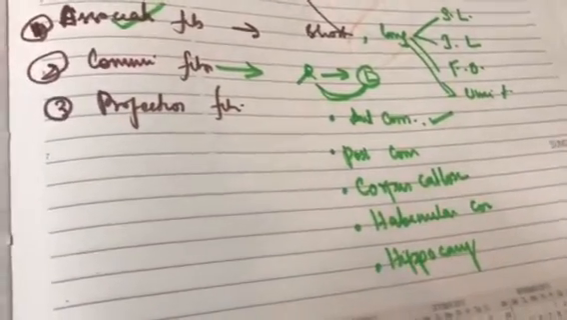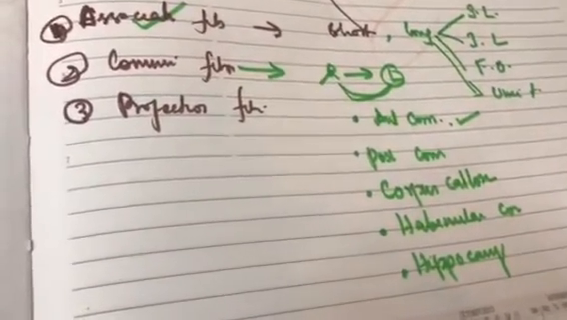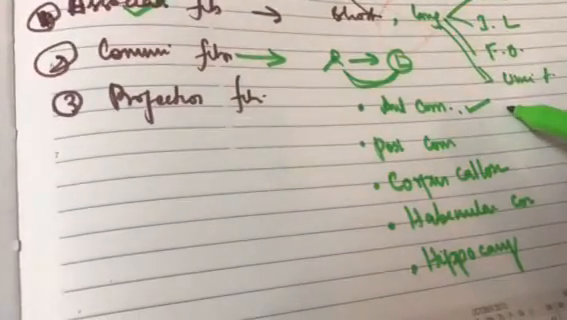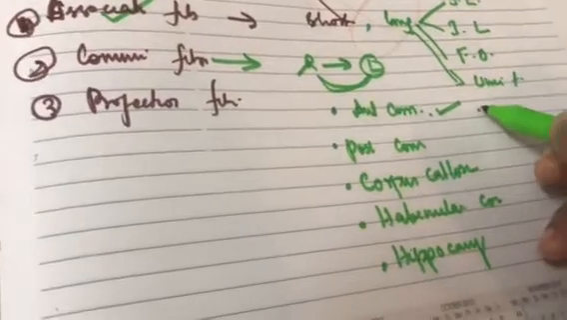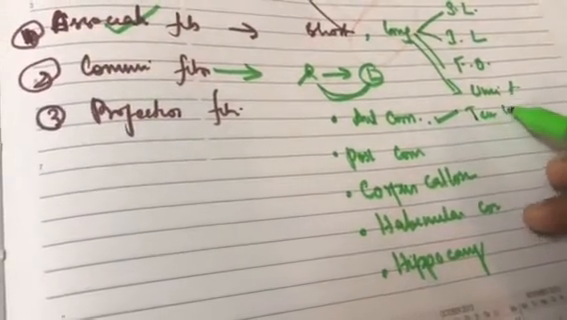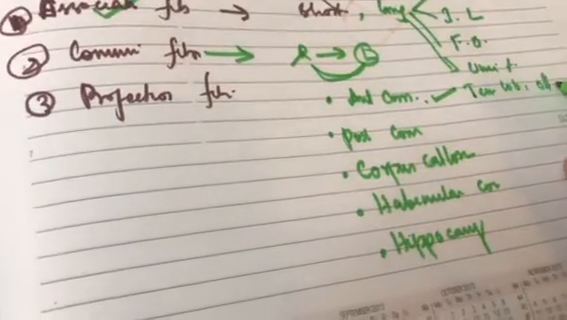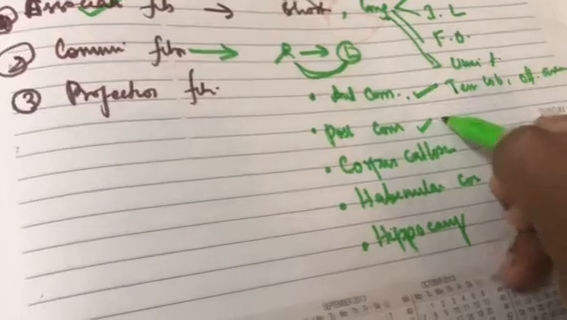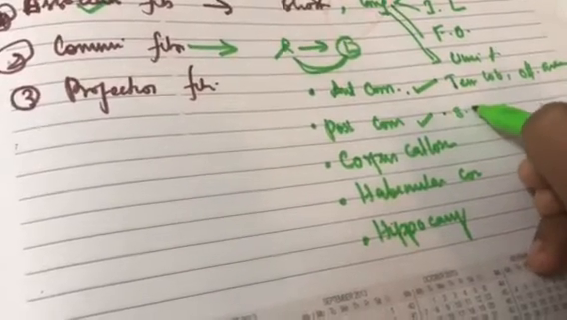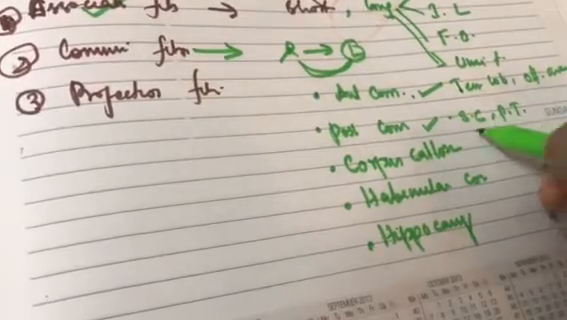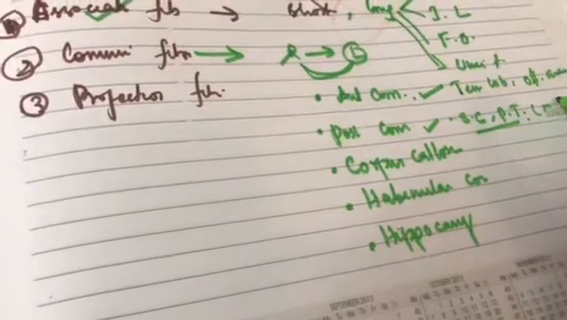Number 2 is the posterior commissure. First one is anterior commissure. It connects the lower end of the two temporal lobes and the olfactory area, so both areas on both sides are connected. Posterior commissure connects the superior colliculus and the pretectal nucleus of both sides. Superior colliculus and pretectal nucleus are present in the midbrain.